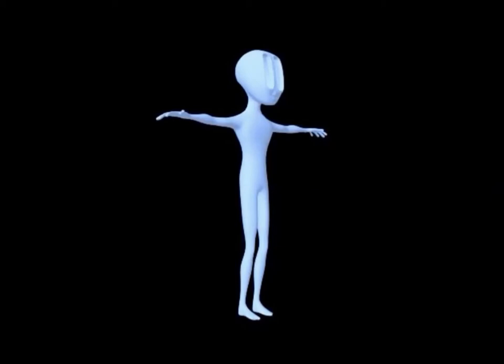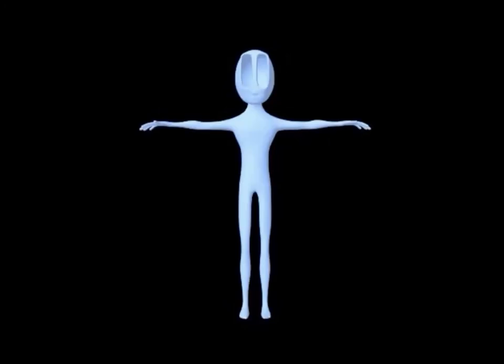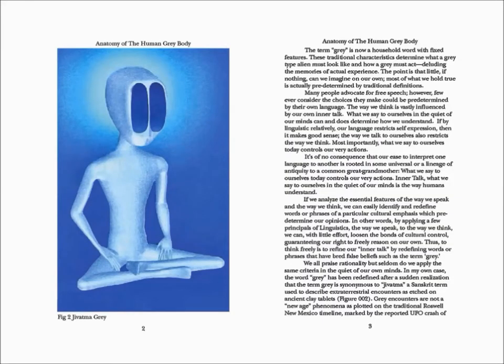We all praise rationality, but seldom do we apply the same criteria in the quiet of our own minds. In my own case, the word gray has been redefined after a sudden realization that the term gray is synonymous to jivatma, a Sanskrit term used to describe extraterrestrial encounters as etched on ancient clay tablets, figure 002. Gray encounters are not a New Age phenomenon, as plotted on the traditional Roswell, New Mexico timeline marked by the reported UFO crash of 1947. Ancient religions clearly account for the existence of these entities, but have been put off by 19th century Christian linguistics as dogmatic primitive myths.